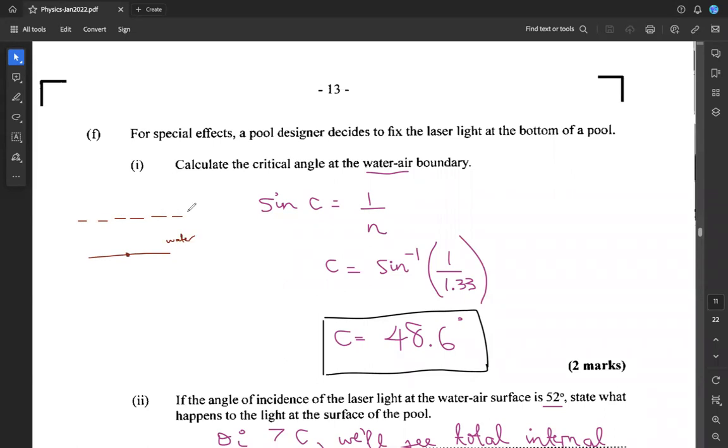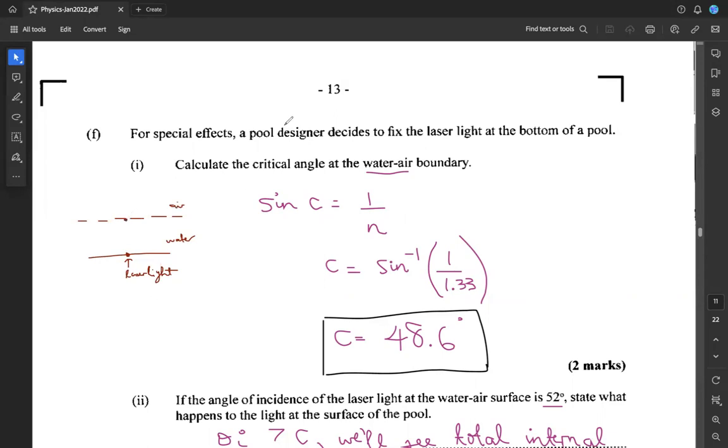We have the air boundary there. So this is the air up here. He's fixing the laser light here at the bottom of the pool. Laser light down here. And they're saying now that they want us to calculate the critical angle at the water-air boundary. So at this boundary here, what's going to be our critical angle, right?